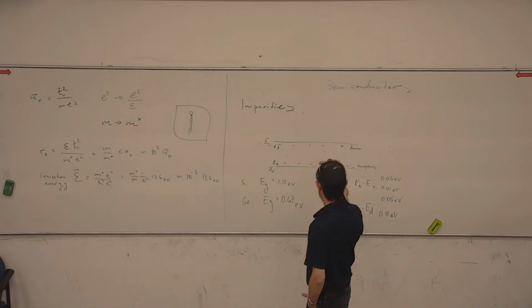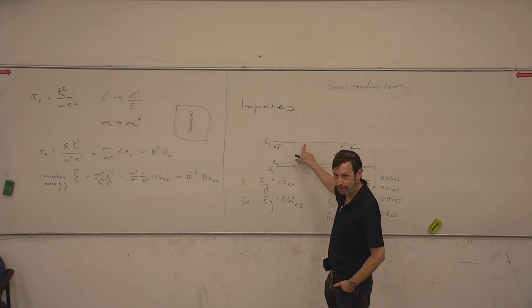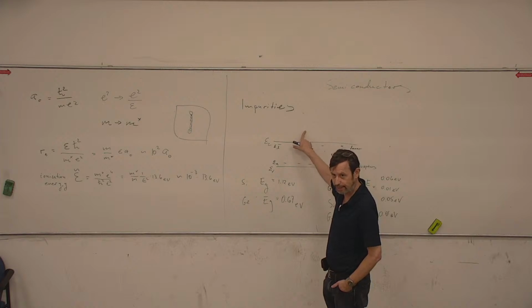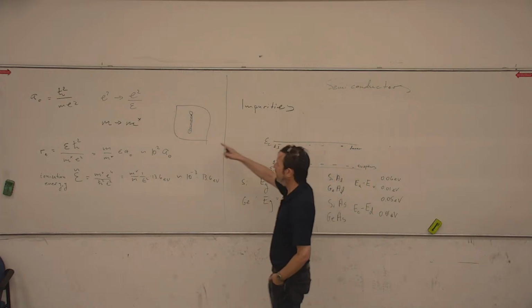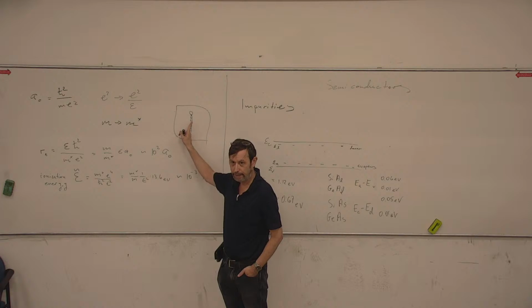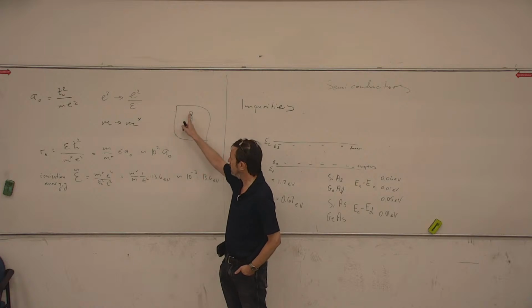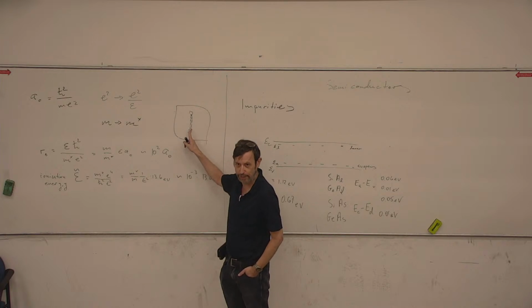Okay, these additional electrons can't go very far from here. So this area will be metallic because it has electrons in the conduction band. This area won't be metallic because the conductance band is almost empty.